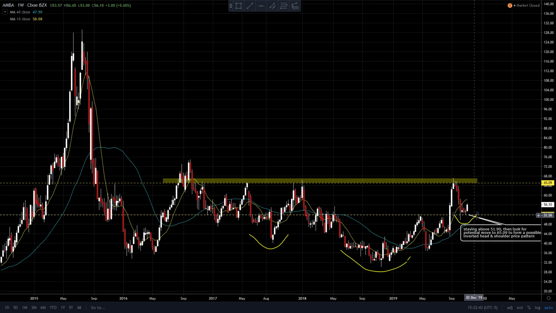But if it breaks below this 51.90, then essentially we are looking for this pivot low down here to be backtested. But the key thing to watch is to see how this price action bounces off of this 51.90 area and see if it would be able to make itself up to the 65.09.